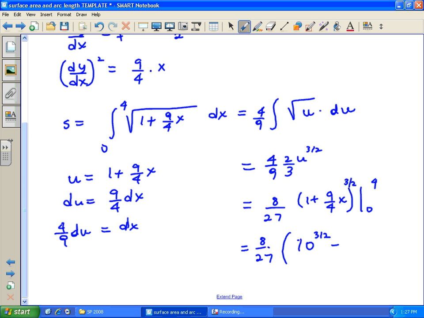Now, usually when we plug in 0, we don't get anything, so we sometimes ignore the 0. But in this case, if you plug in a 0, what do you get? 1 to the 3/2, or 1. So I can just subtract a 1 here. And this you can calculate with your graphing calculators or any type of calculator. 10 to the 3/2, you can easily enter it as 10 to the power of 1.5 if you need to. If you simplify all of this, I believe you're going to get 9.07. Let me have somebody confirm that, please, by checking on the calculator.